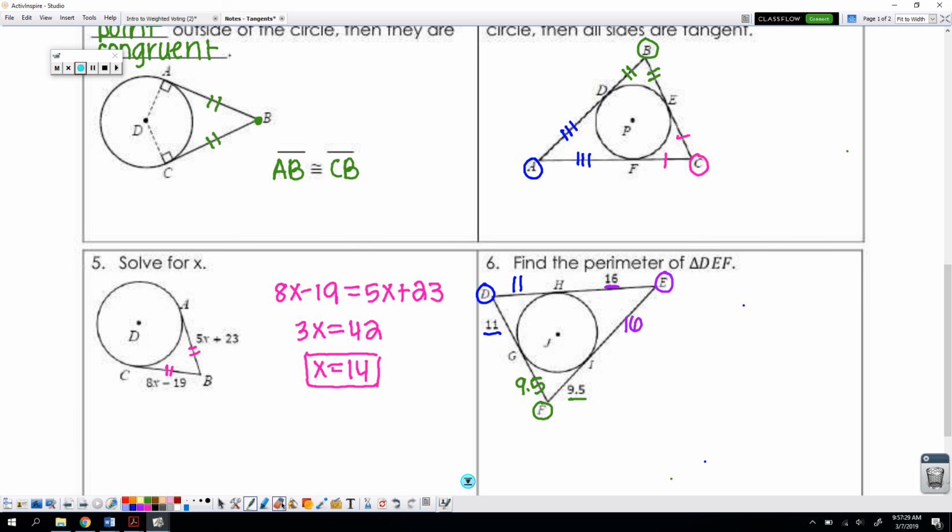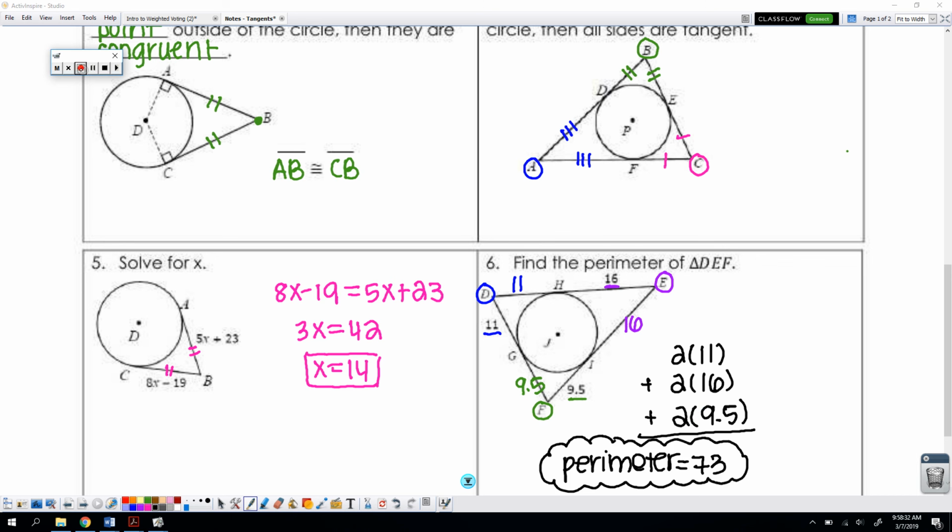Now, when I go to add these up, what I always do, because I don't want to make a mistake and miss one of my numbers, I know that I have 2 of everything. So I'm going to say I have 2 11s plus 2 16s plus 2 9.5s. And then I'm going to add them up. So let's just use a calculator for this. I'm going to pause and use a calculator. And there we go. The perimeter is 73.